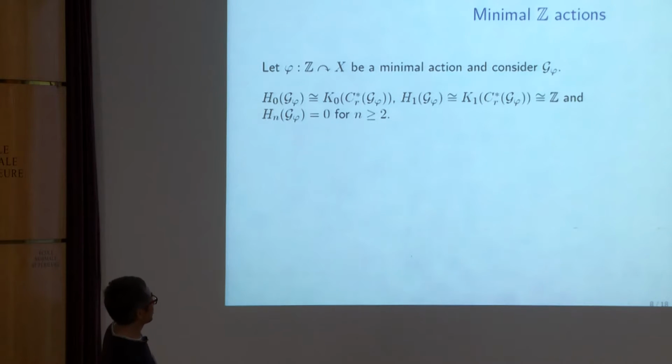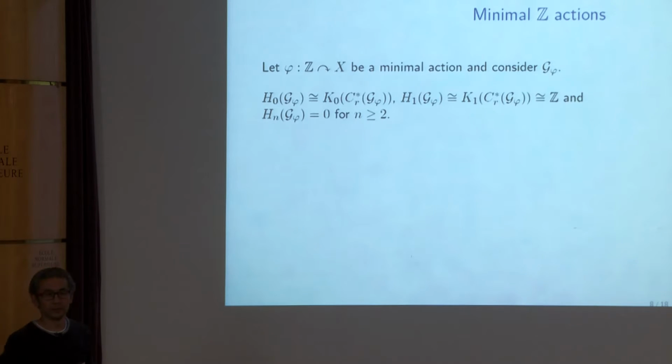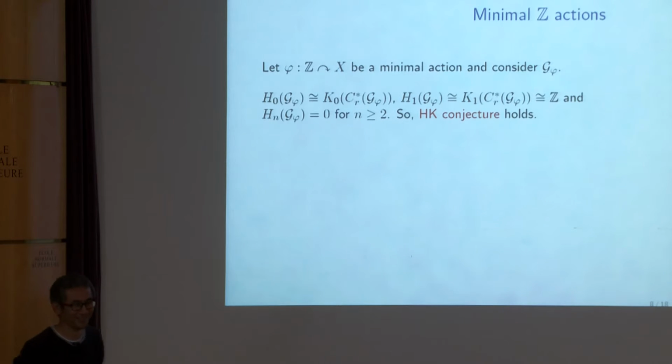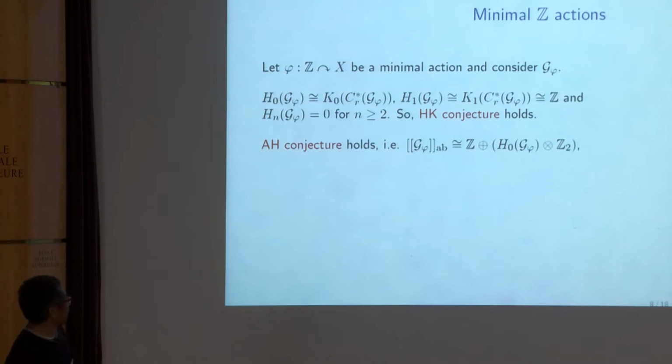And the first one is minimal Z actions. It's the most natural one. So let's consider a minimal action of the integers on the Cantor set. In this case, it's well known that H0 is isomorphic to K0, H1 is isomorphic to K1, and this group is isomorphic to the integers because of the minimality. And the higher Hn vanish. So, yes, HK holds. And also, AH holds.